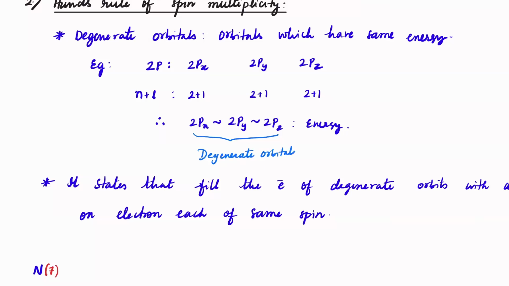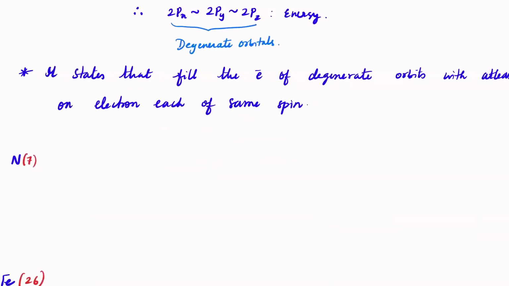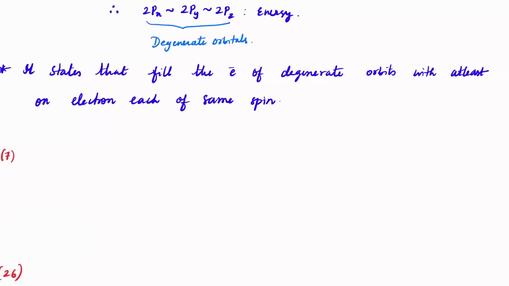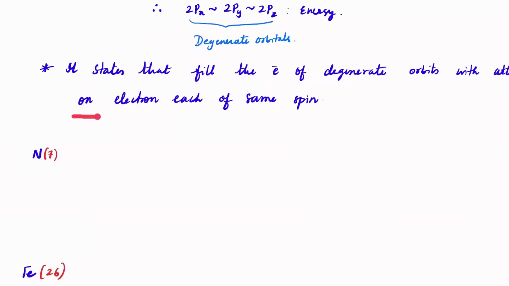Now, here is an important catch. While filling the electrons to degenerate orbitals, we have to fill at least one electron of the same spin to each and every orbital. It's not like we have to fill one orbital completely and then go to the next one. Since the energy of all the orbitals is the same, you have to give the preference equally to all of them. If you give equal preference, then how do we write that?